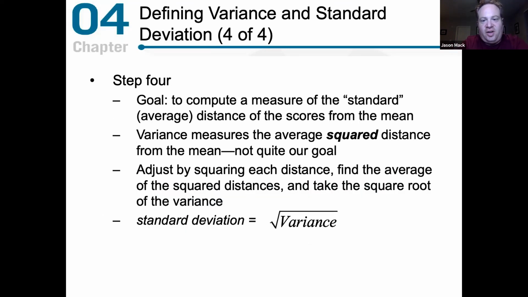Defining variance and standard deviation. Step 4, the goal is to compute a measure of the standard average distance of the scores from the mean. Variance measures the average squared distance from the mean, not quite our goal. We want to adjust by squaring each distance, finding the average of the squared distances, and taking the square root of the variance. Standard deviation is equal to the square root of variance.